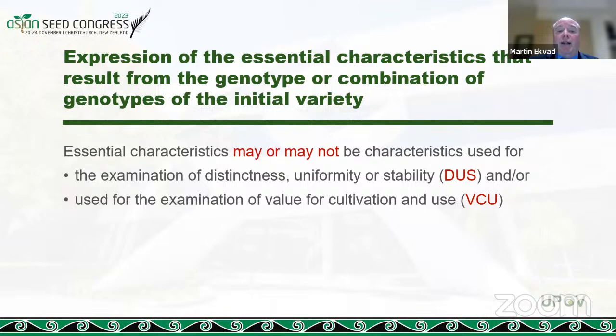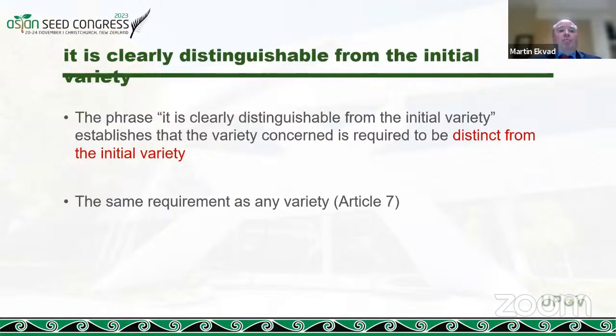Essential characteristics may or may not be characteristics used for the examination of distinctness, uniformity, and stability, and/or used for the examination of value for cultivation and use, so the VCU and DUS characteristics. So it's not obligatory. It could also be other characteristics than those mentioned in such protocols on DUS and VCU. Next slide, please.